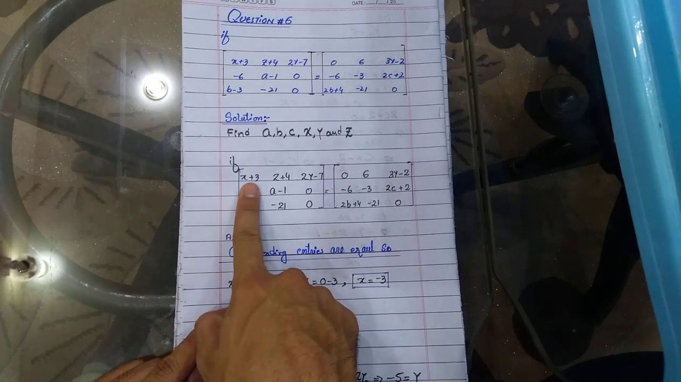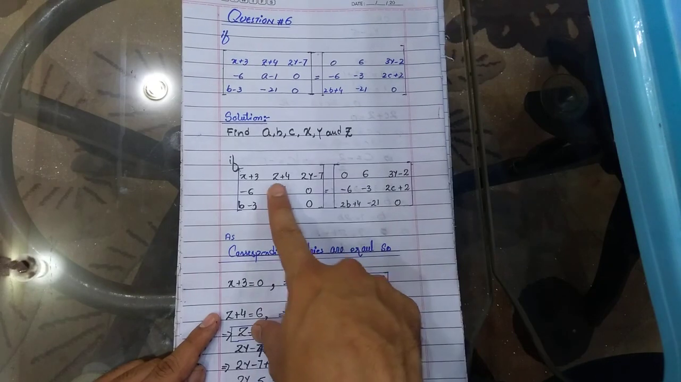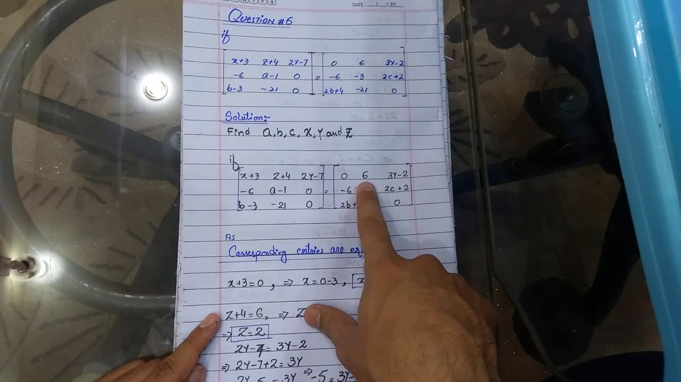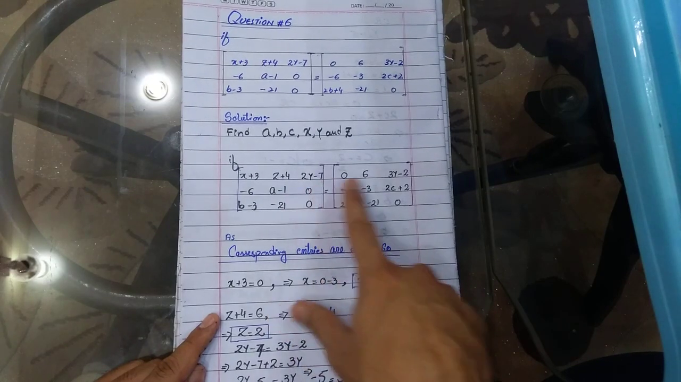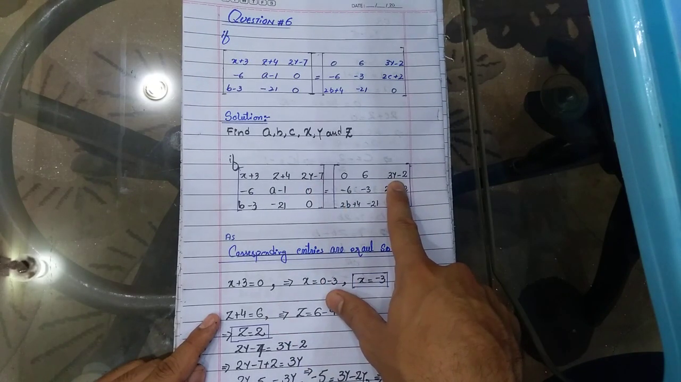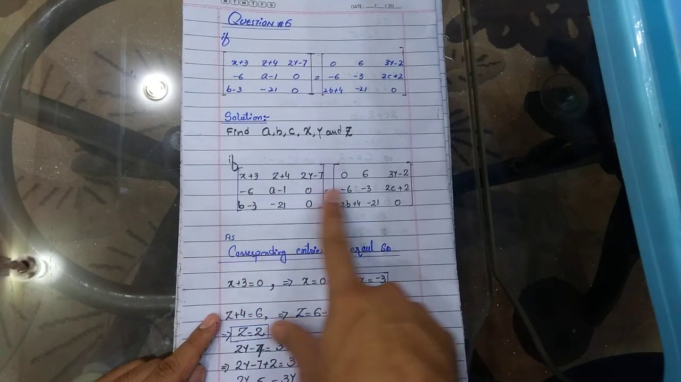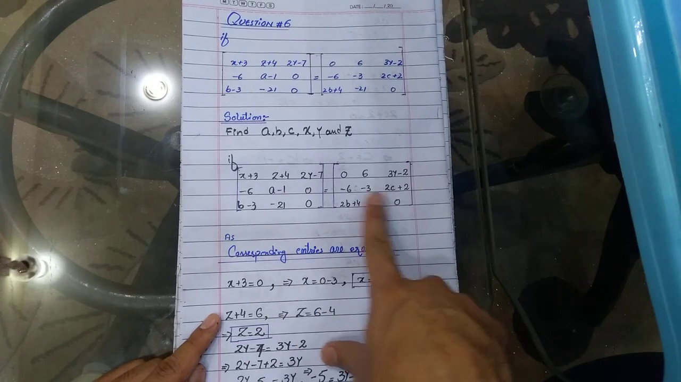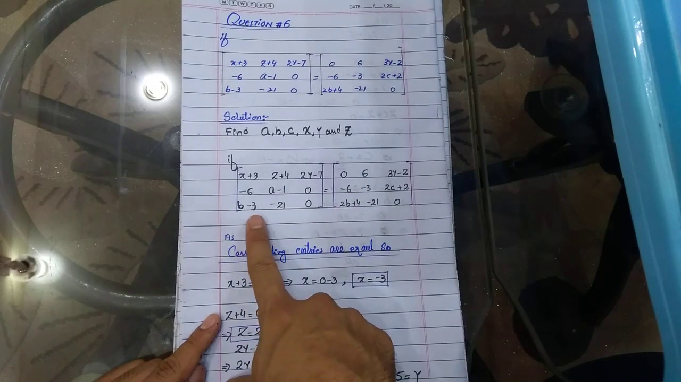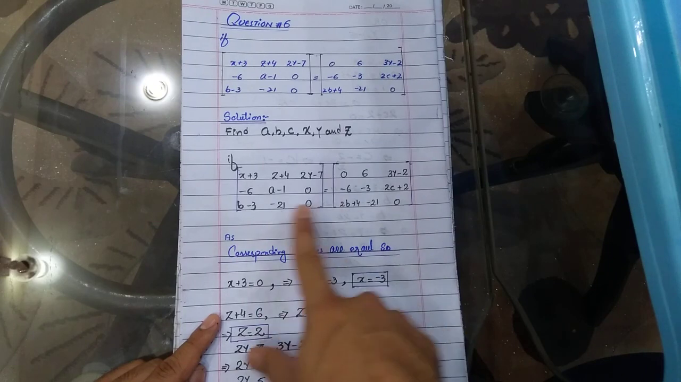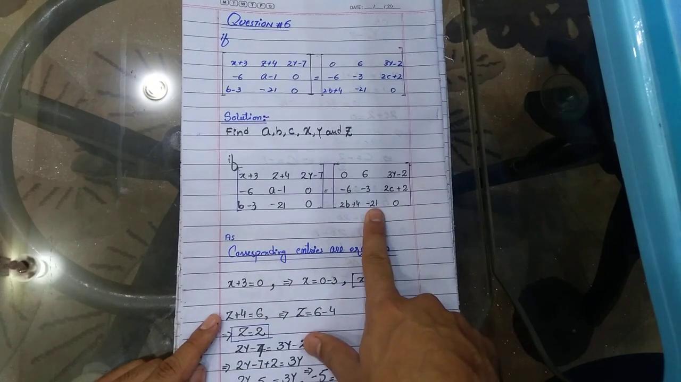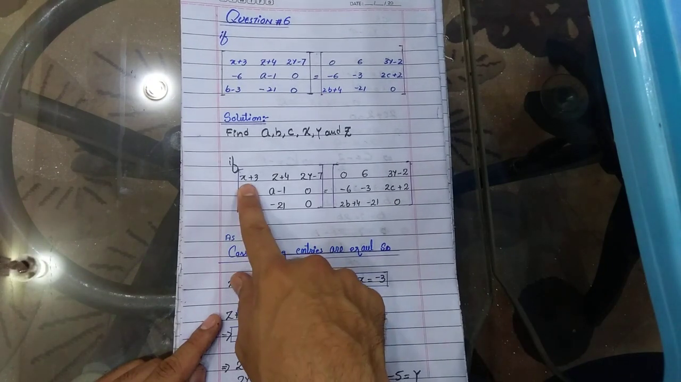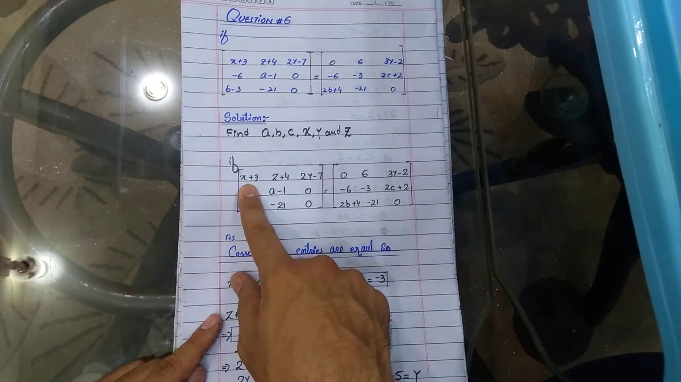So x plus 3 has a corresponding entry 0, z plus 4 has a corresponding entry 6, 2y minus 7 has a corresponding entry 3y minus 2, minus 6 is equal to minus 6, a minus 1 is equal to minus 3, 0 is equal to 2c plus 2, b minus 3 is equal to 2b plus 4, minus 21 is equal to minus 21, and 0 is equal to 0. So student, start with the very first entry of the two equal matrices.